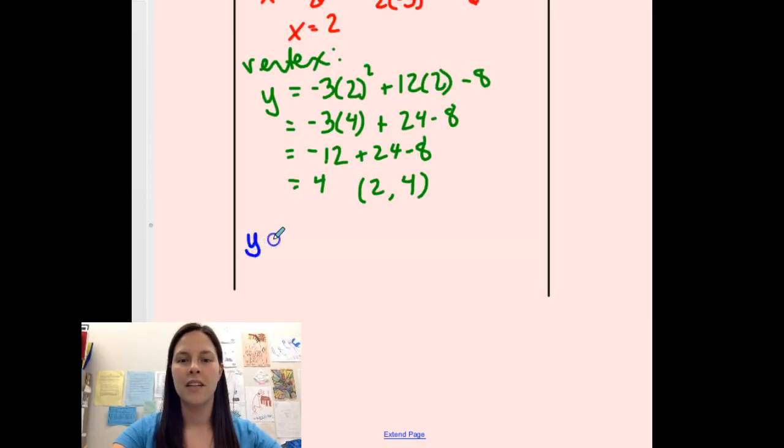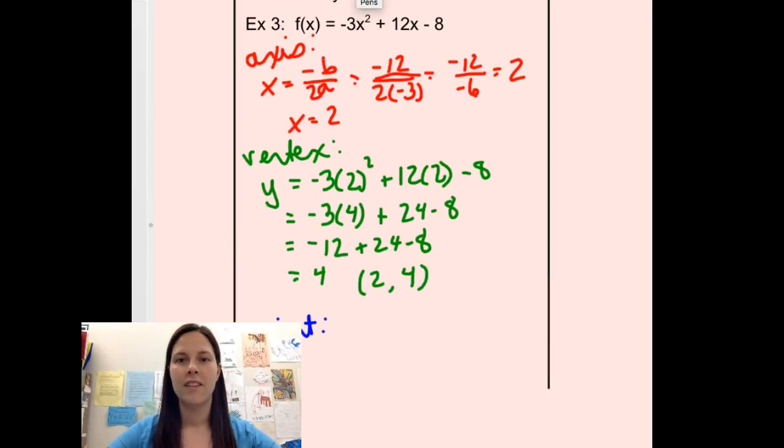And finally, our y-intercept, let's use that shortcut. When we look at the equation, all of the terms with an x will cancel because they're being multiplied by 0 when we substitute 0 in for x. The only term that will be left is the term without an x, and in this case, that is -8. So our y-intercept is 0, -8.